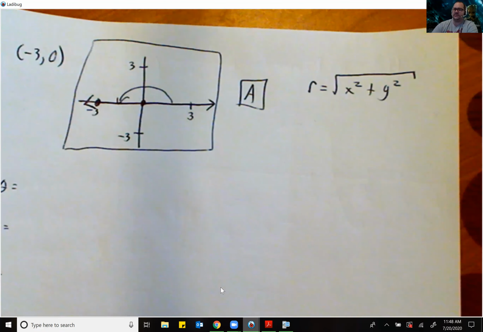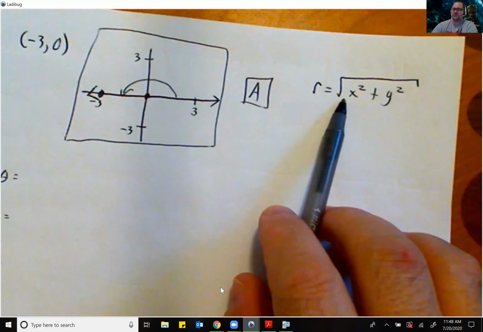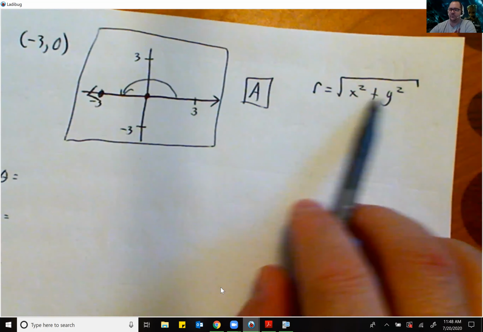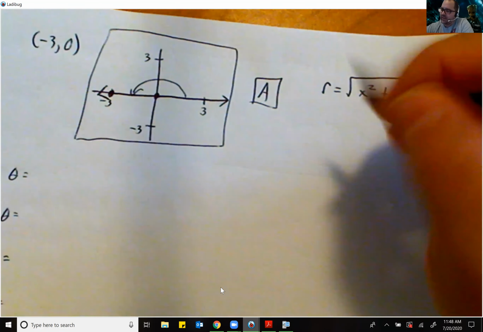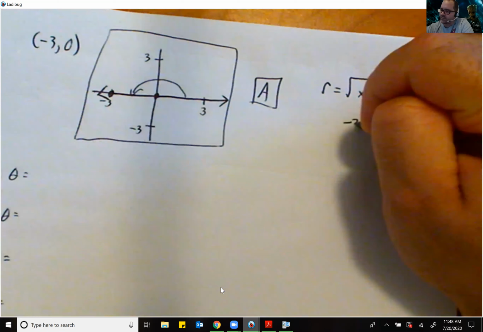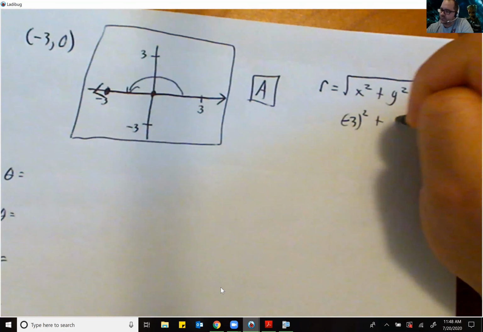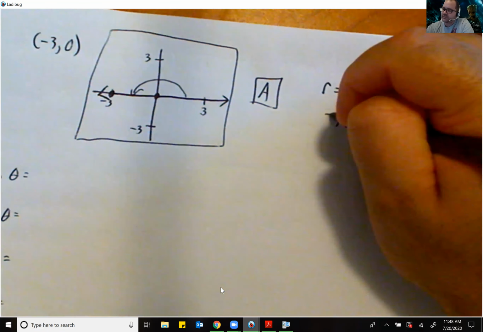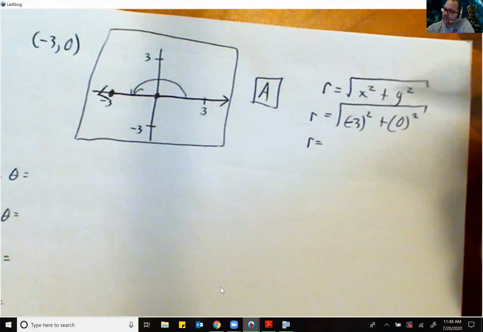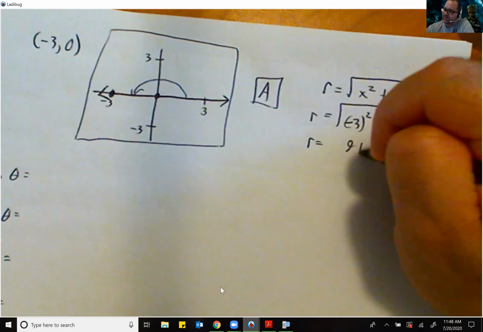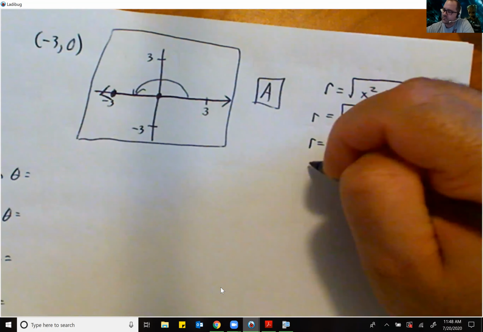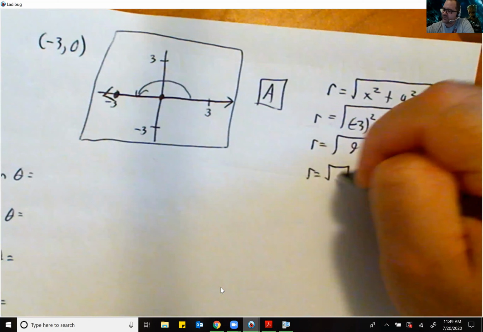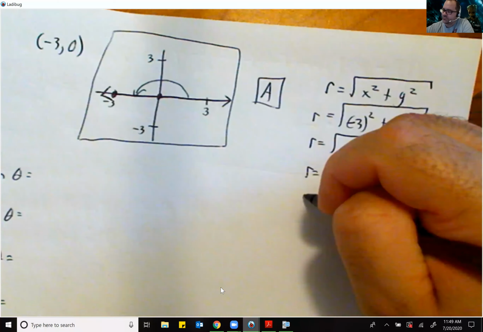So we just need to take the square root of the x squared plus the y squared. So we got our x's and y's here. So we plug in. So we got -3 squared plus y squared, which is 0. Okay? R is equal to -3 squared is 9. 9 plus 0 is 9. And the square root of 9 is 3.